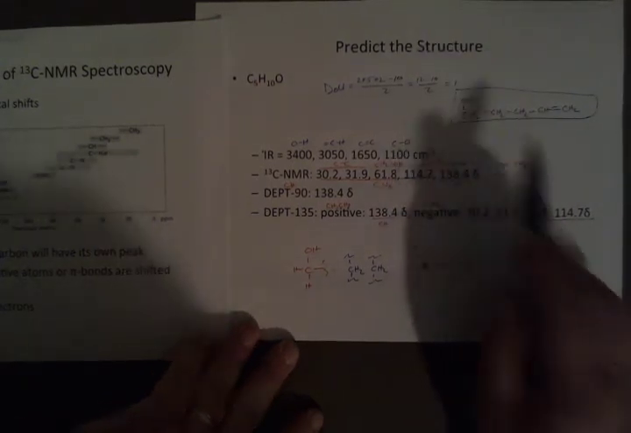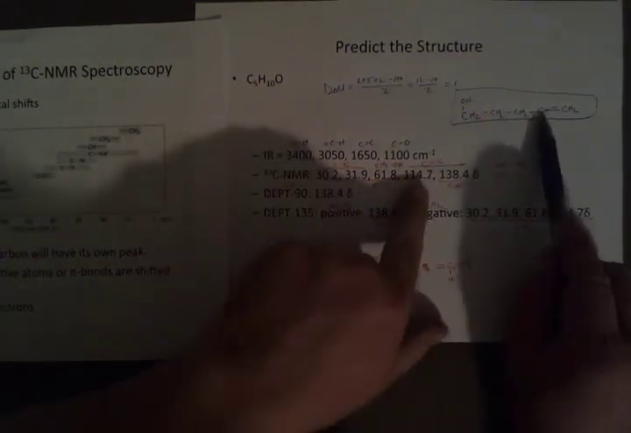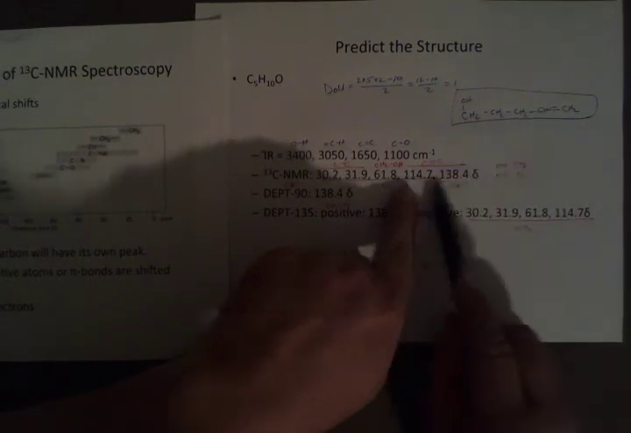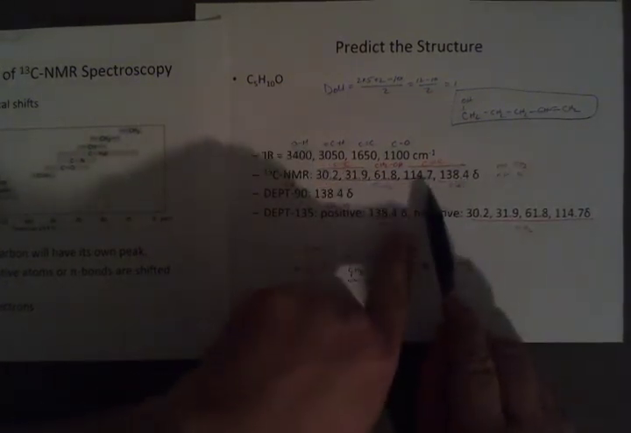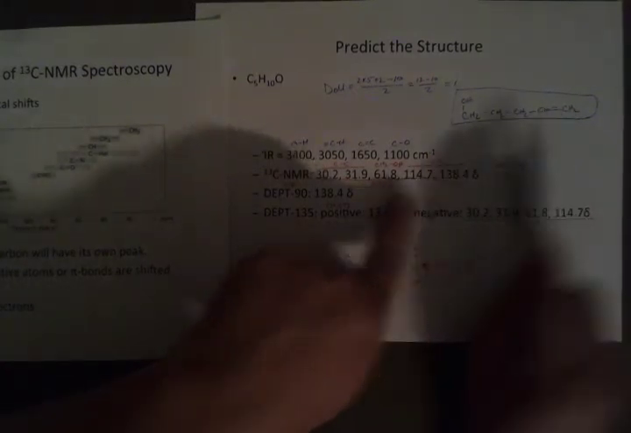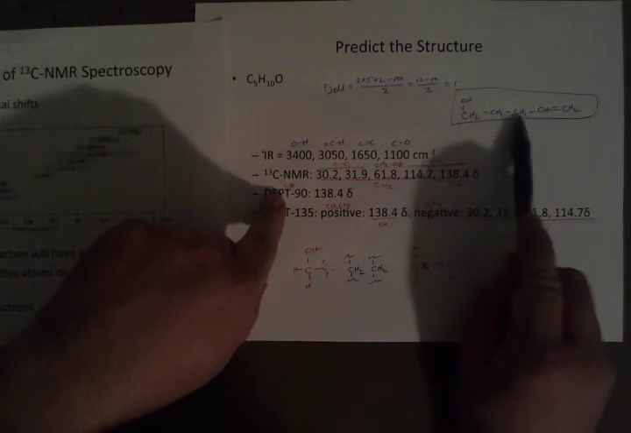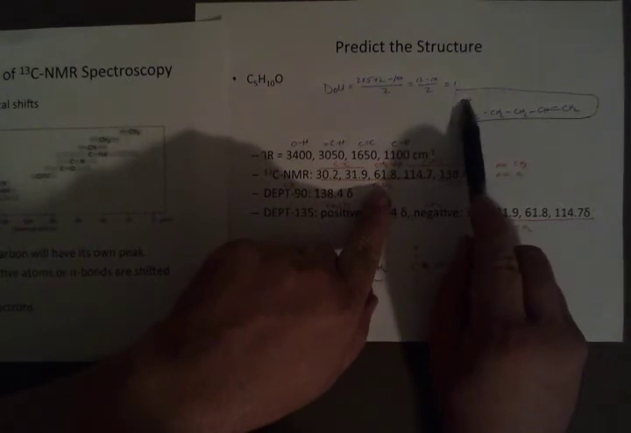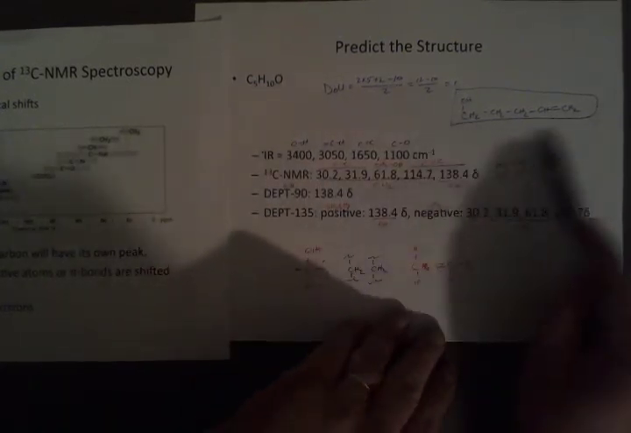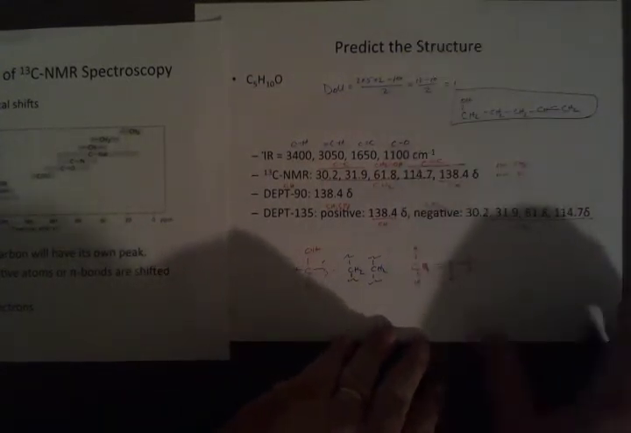Now, does this make sense? A CH on a double bond, that's what the couple is, a CH and a CH2 on a double bond. Two CHs with not much attached to them, and then a CH2 attached to something electronegative, like the alcohol. So there you go. There's your final structure.